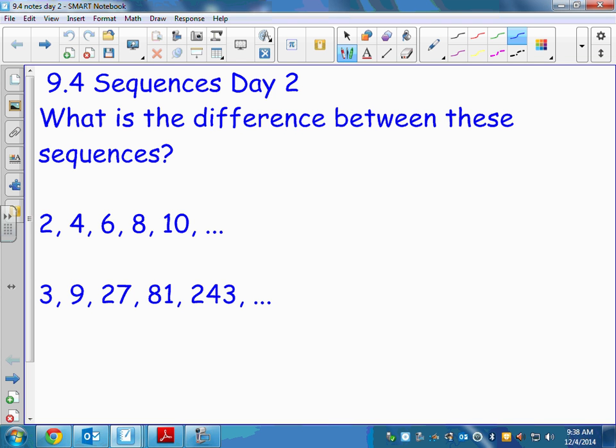That one's being cubed. It's like 3 times 3 is 9, 2 thirds is 9, 2 thirds is 27, 2 thirds is 81.